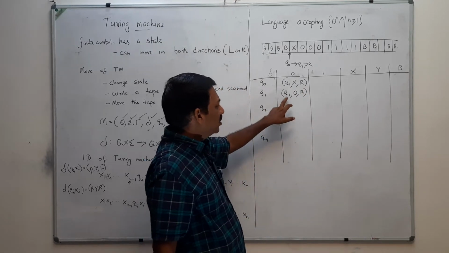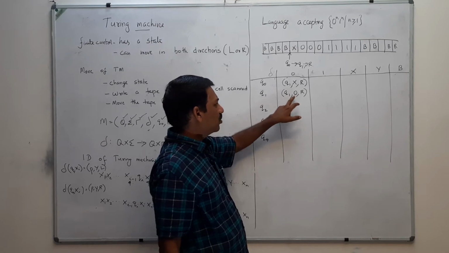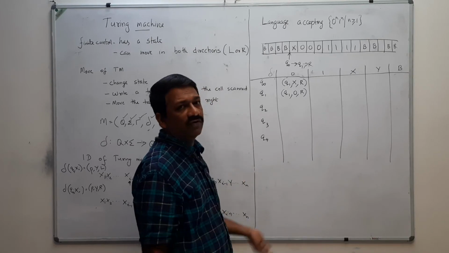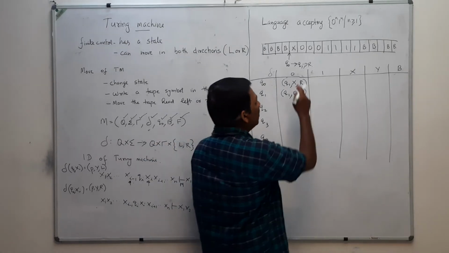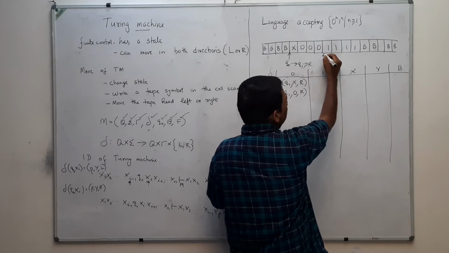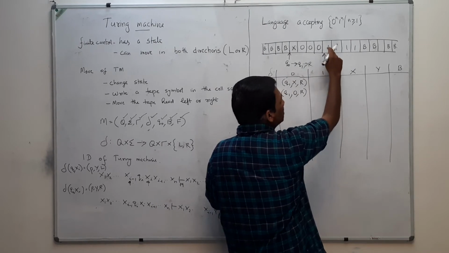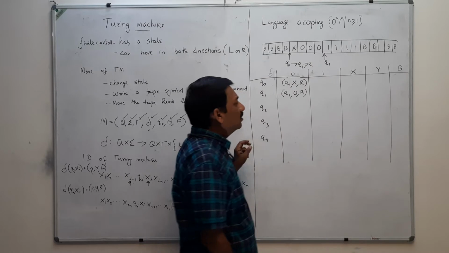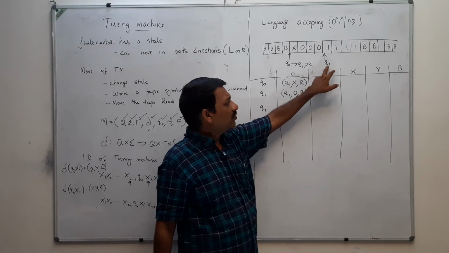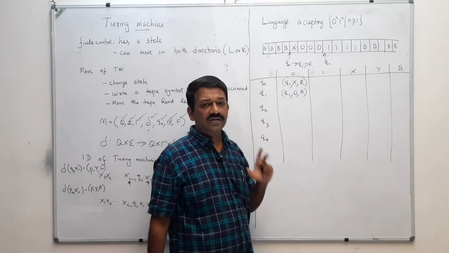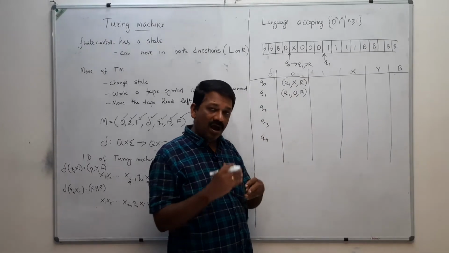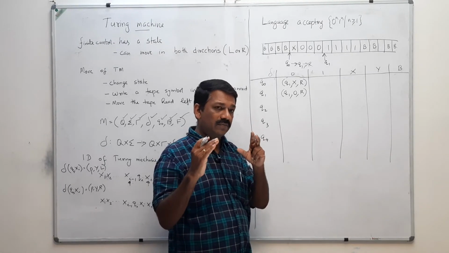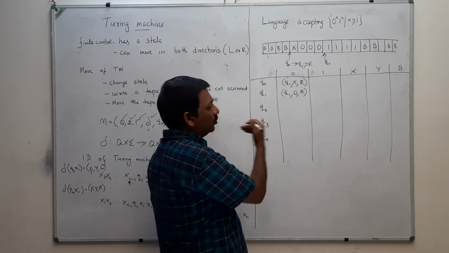That means q1 on 0, 0, right means it is skipping all the zeros until it finds a 1. When it is in state q1 and it sees a 1, what it does is replace that 1 with y after changing the current state to q2, and the use of q2 is to move to the left.